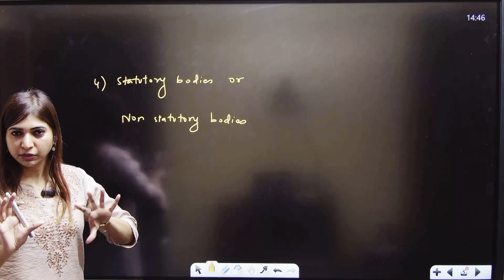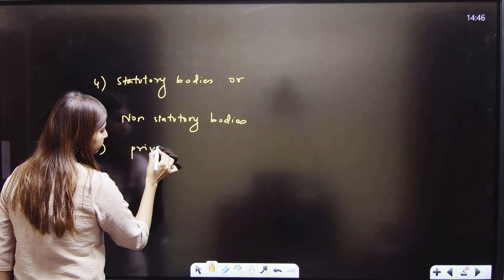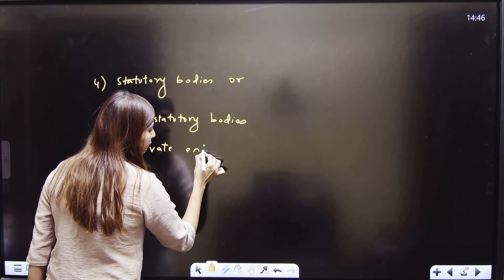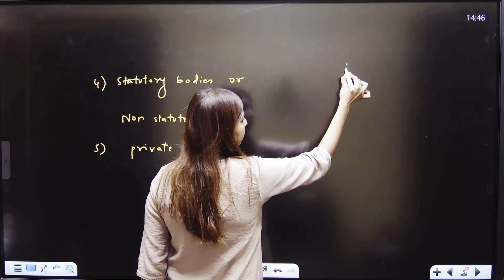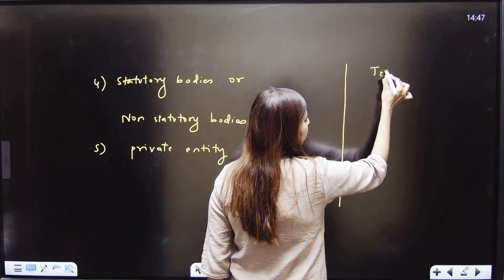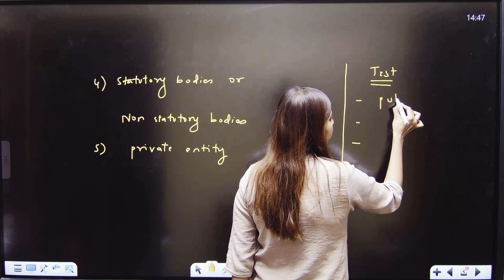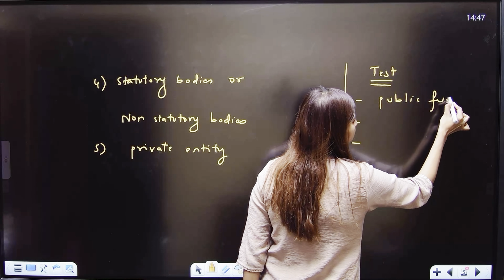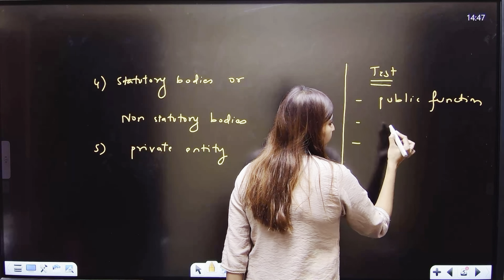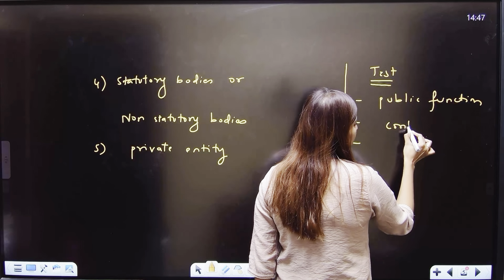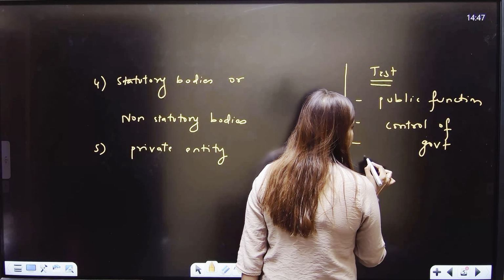Now this one is a little bit tricky. Again I'll add one more thing, private entity. Here there is a confusion case. What we can say is, we will make a test with three criteria. First of all, function. If it is performing a public function, then we can say it is a state. If it has good control of government, then again it can be defined as a state.